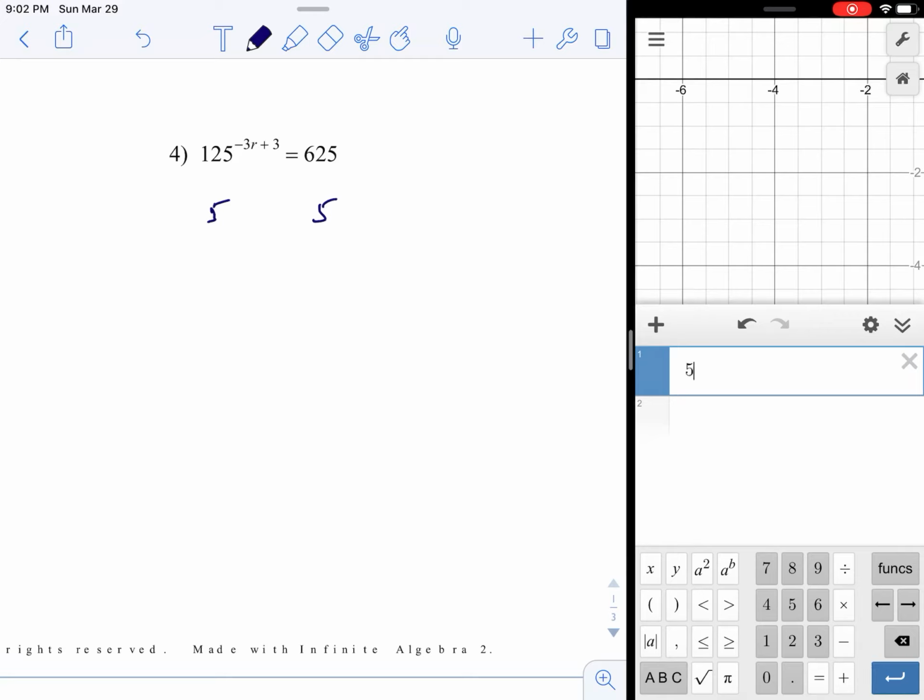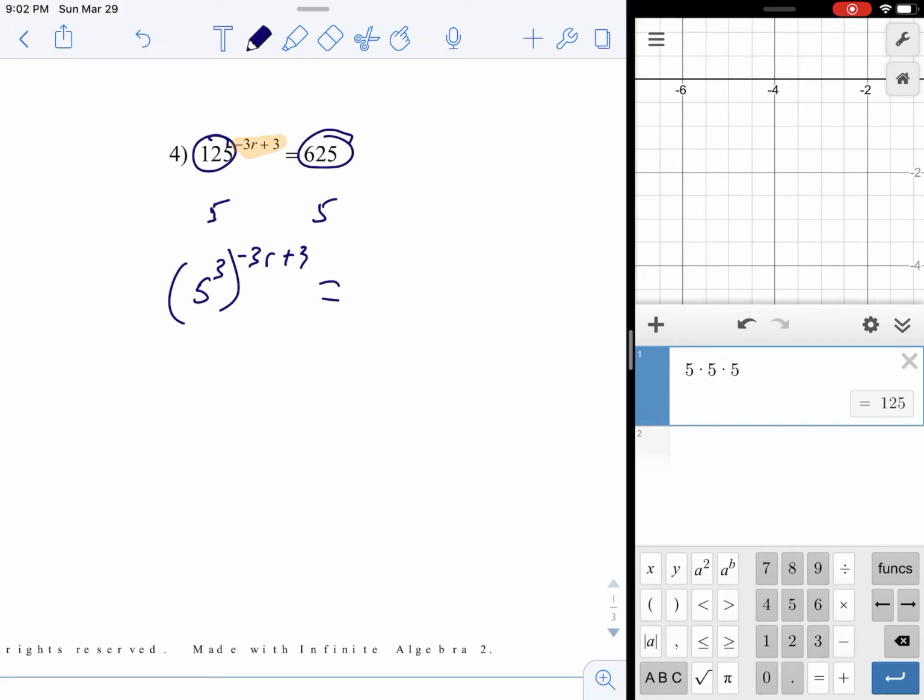So I'm going to do 5 times 5, and that's 25, times 5, 125, which is what we've got here. So it took 3 5s to do that. That means we've got 5 to the 3rd power. But that still has this power attached to it, so I've got to bring that down. Now over here on the other side is 625.